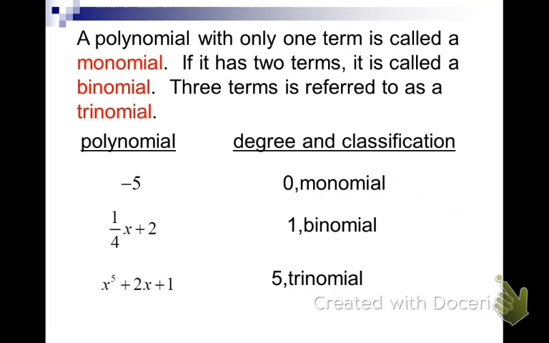In each of these cases, the degree of the monomial here is 0 because it doesn't have an exponent. The degree of the binomial is 1 because the x is to the first power. It's not written there, but it's understood. And then in the trinomial, we have x to the fifth. 5 is the degree of that trinomial.